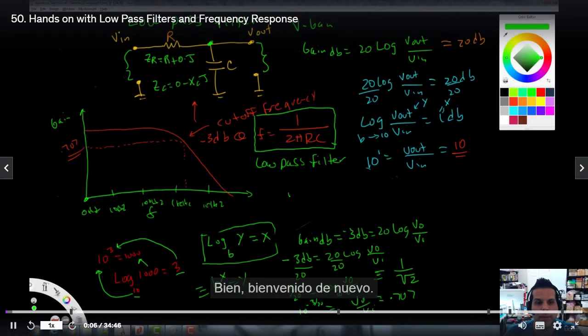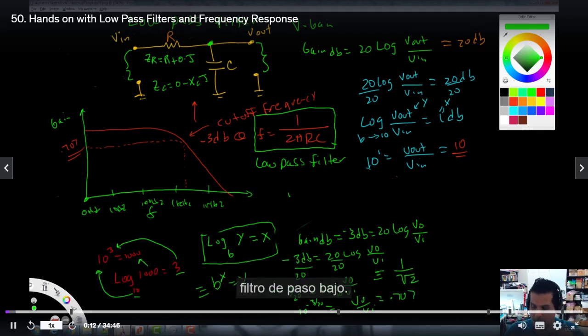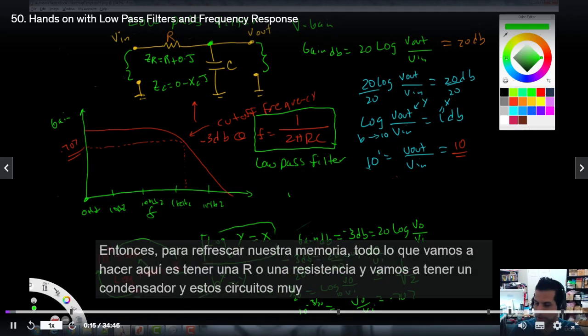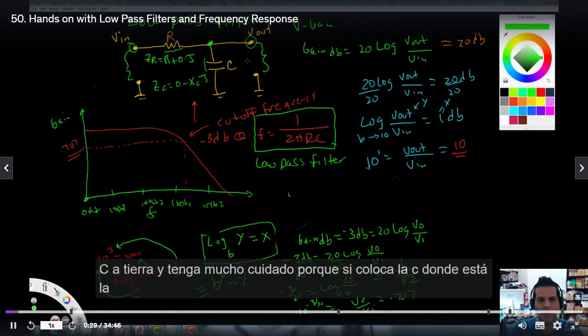Okay, welcome back, and we are on the next lecture, and we are going to build the circuit that we've been talking about, the low-pass filter. To refresh your memory, all we're going to do here is have a resistor, R, and a capacitor, in this very simple circuit. We're going to have an input at one end and an output at the other end, and basically just an R and a C to ground.